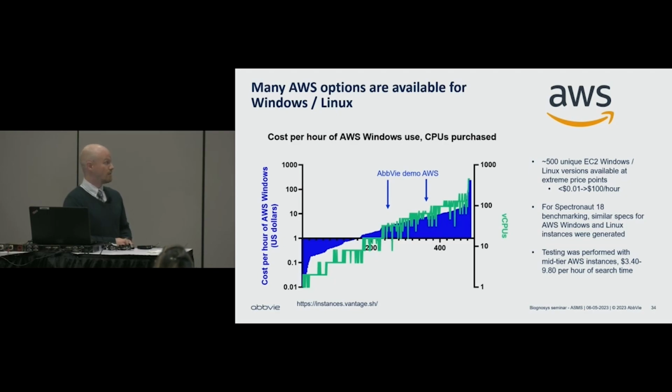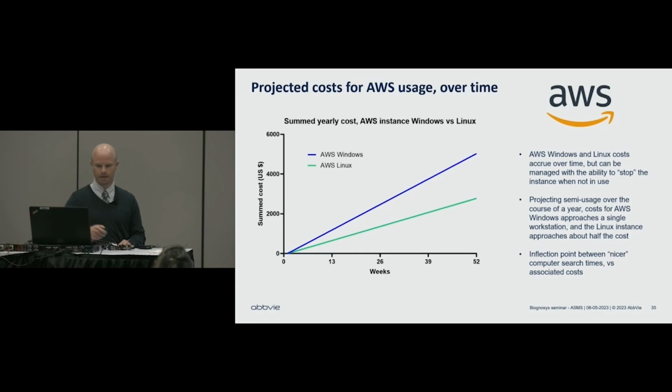And you'll see here I've plotted also the virtual CPUs, so it scales with the number of CPUs that you're using. There are other factors that can also affect the cost. But for the demo that we performed, we used two different computers, one that was pretty mid-tier and then another that was a little bit better than mid-tier in terms of the power that it had. And so $3 to $10 per hour for usage.